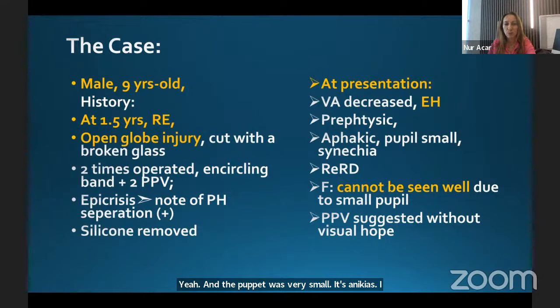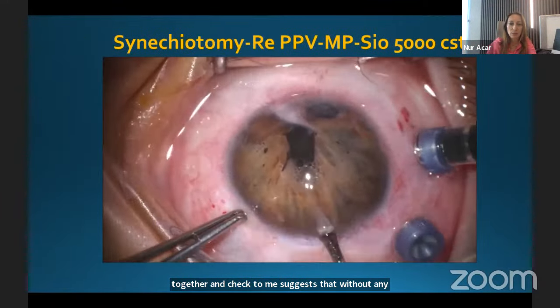So we discussed with the mother and the parents, and together a vitrectomy was suggested, without any visual hope but to maybe save the eye as much as we can. So here is the surgery. I should stop here. Just a minute. Sorry.